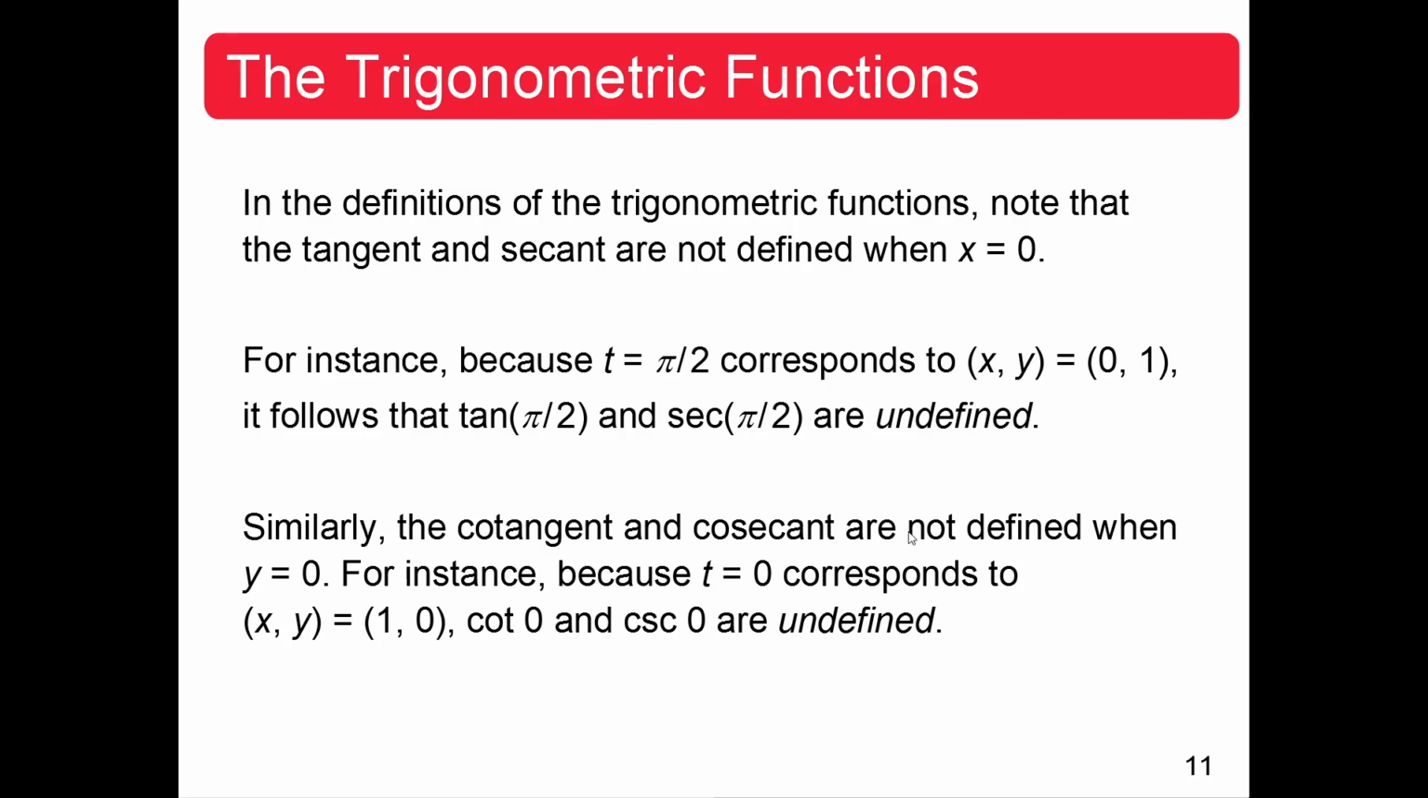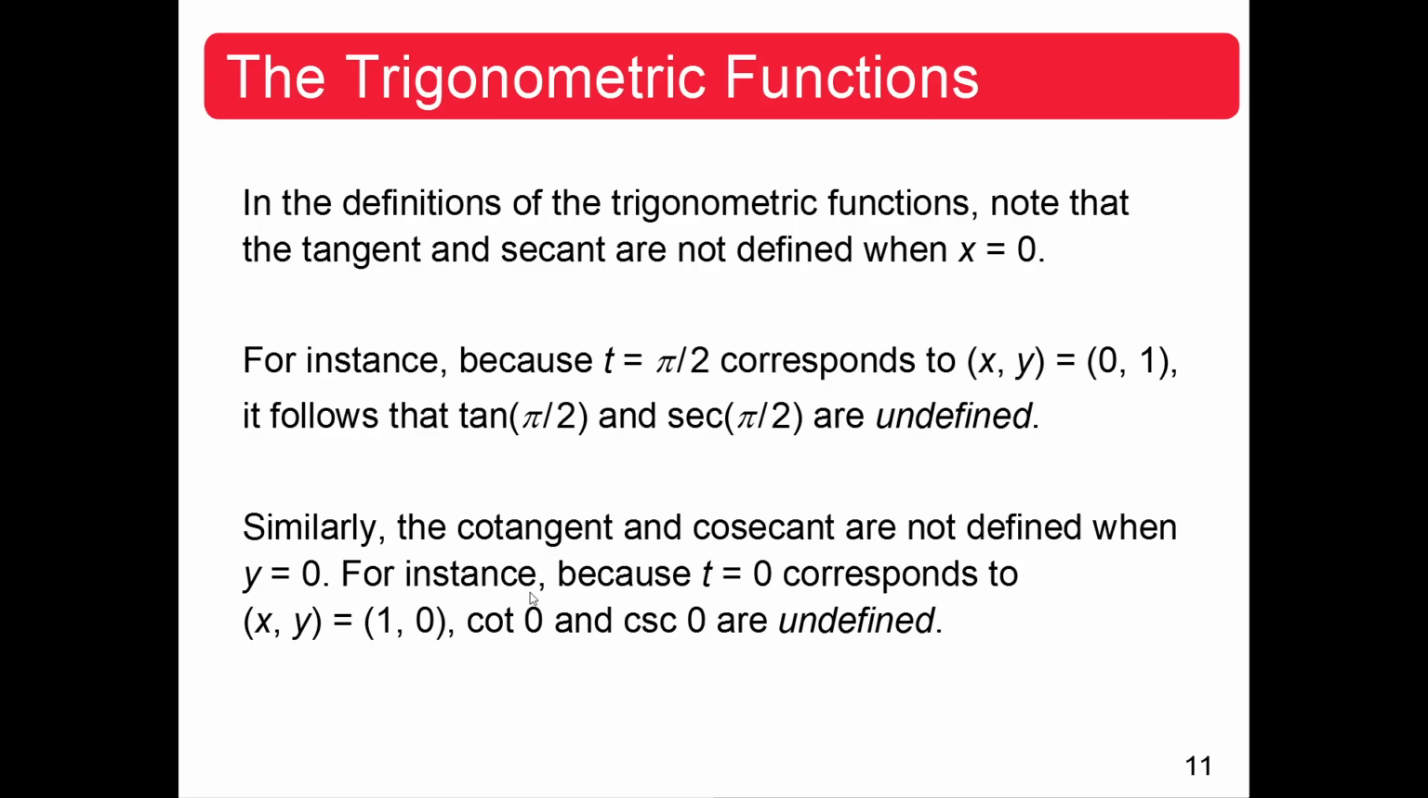When we're dealing with cotangent and cosecant, they're undefined if y is equal to 0. This is the example that I gave on the previous slide, also stated here explicitly. If t is 0, that puts you in the starting position. So the corresponding xy point is 1, 0. In which case, your y-coordinate is 0. Both cotangent and cosecant fail. They are undefined.